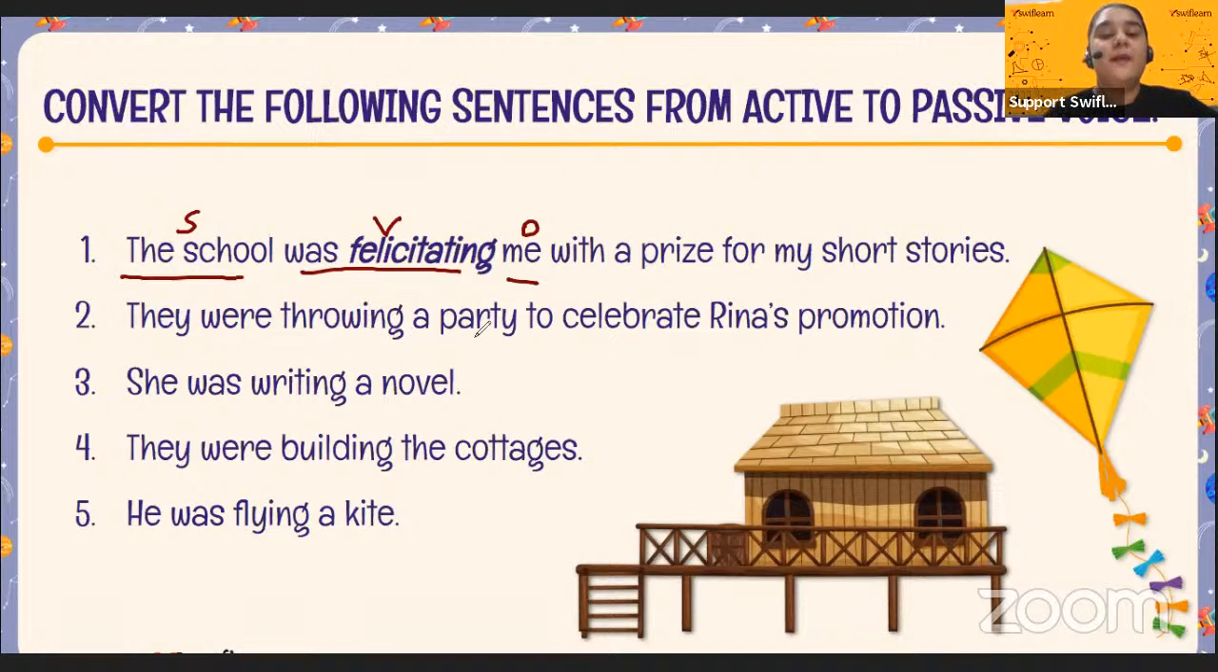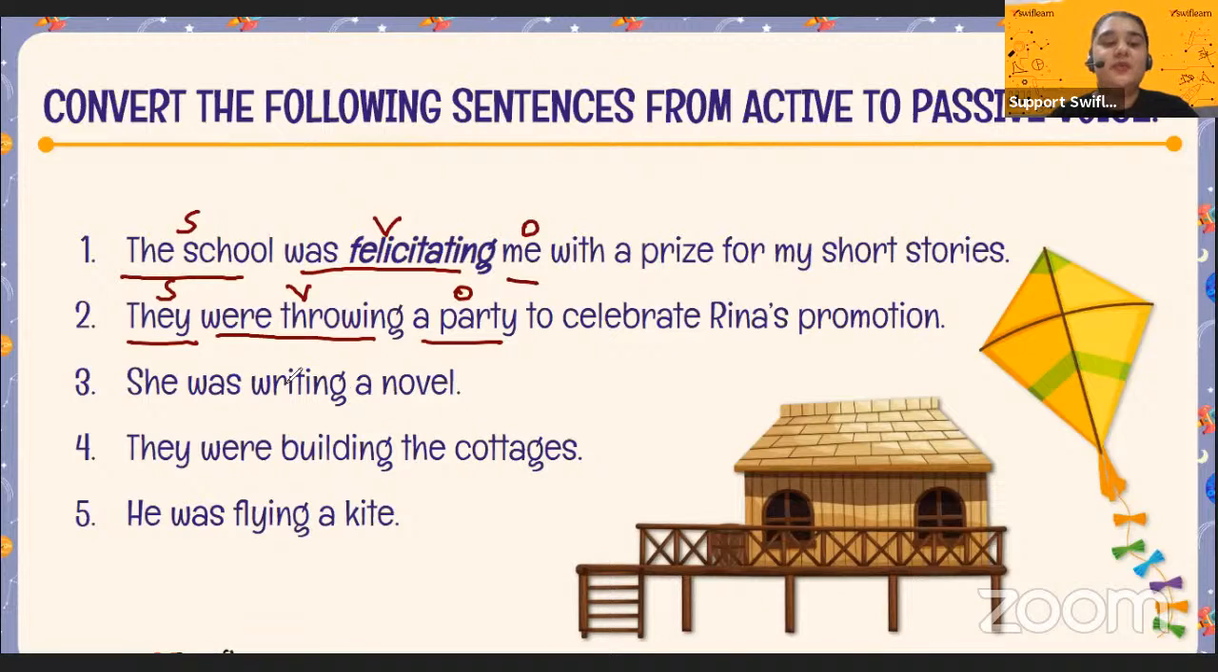They were throwing a party to celebrate Rina's promotion. So which one is the subject here? Yes, they is your subject. Were throwing is your verb. Tell me the object here. Yes, a party. So, what will be the answer? A party was being thrown by them to celebrate Rina's promotion. Very good.